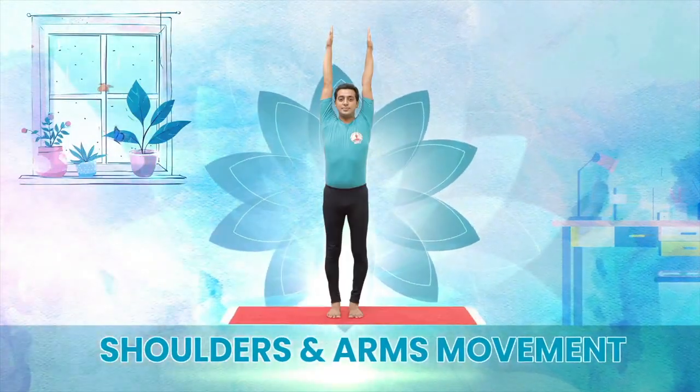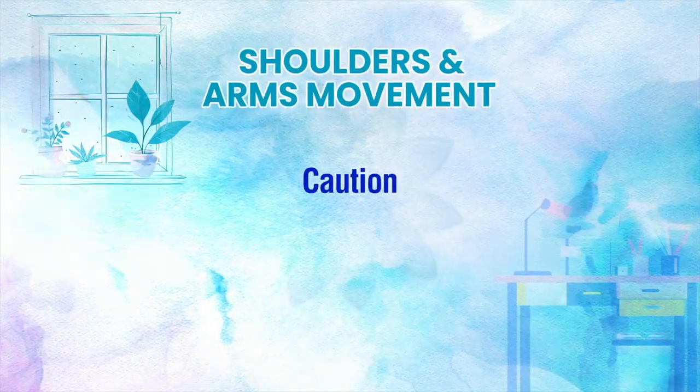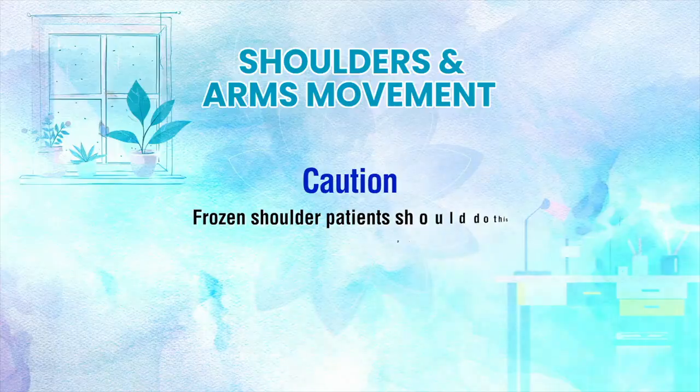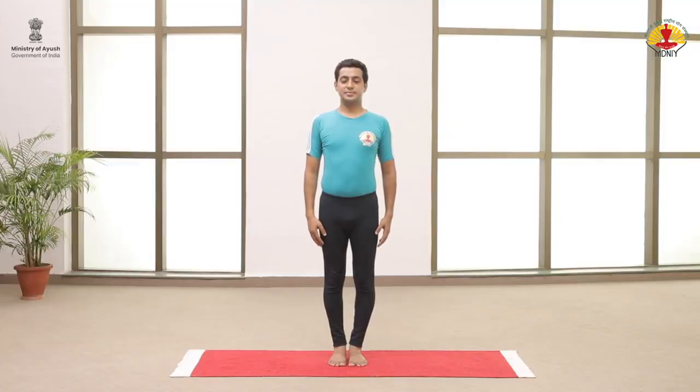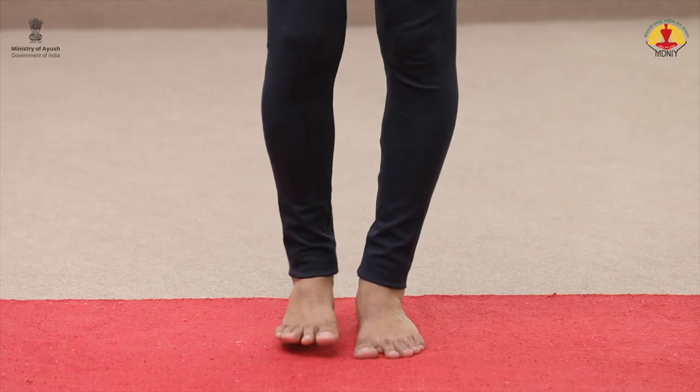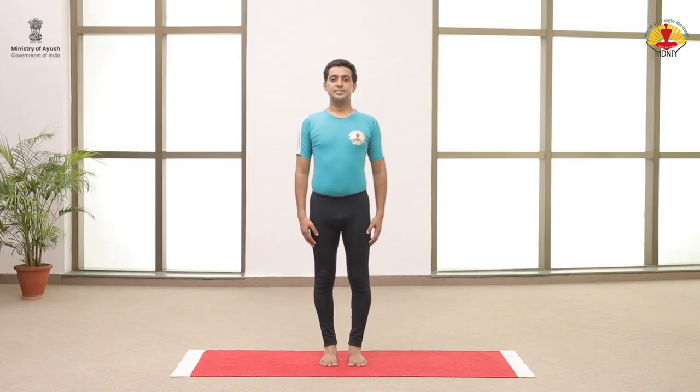Shoulders and arms movement. Caution: frozen shoulder patients should do this practice carefully. Start with alert posture, samsthiti. Stand with feet 2-3 inches apart. Place the hands by the sides. Keep the fingers together, pointing downwards.